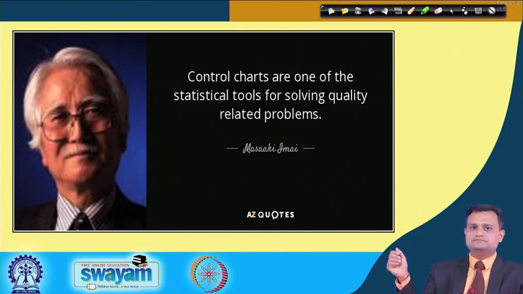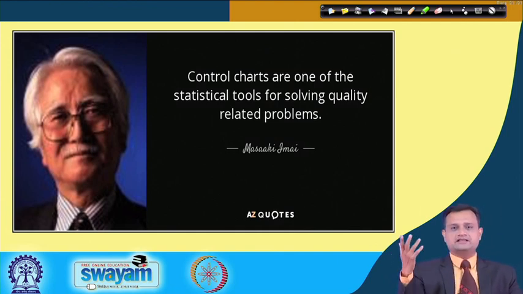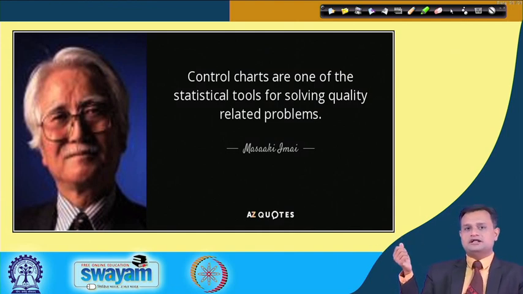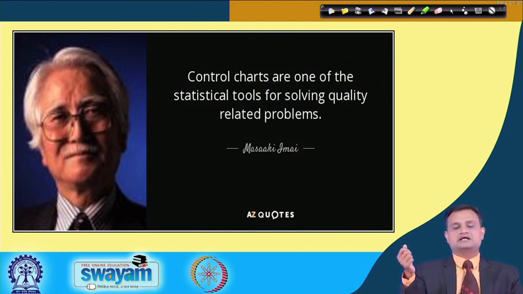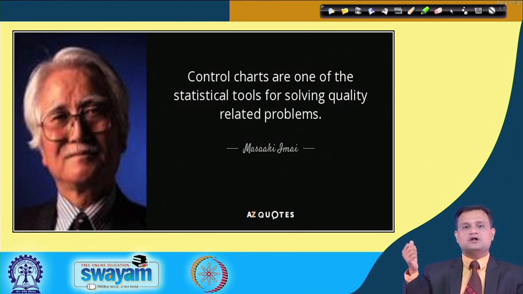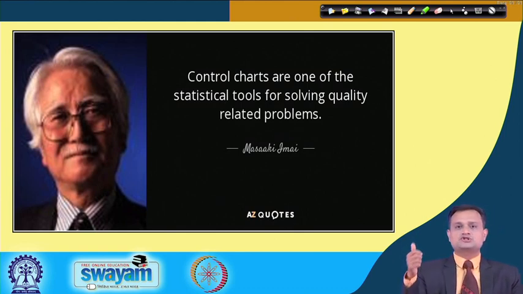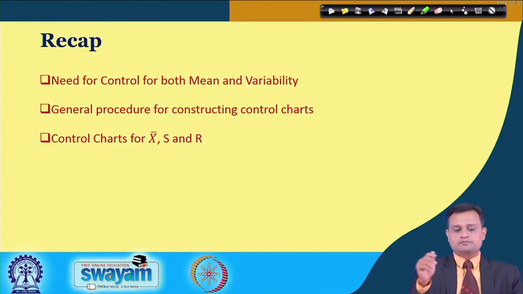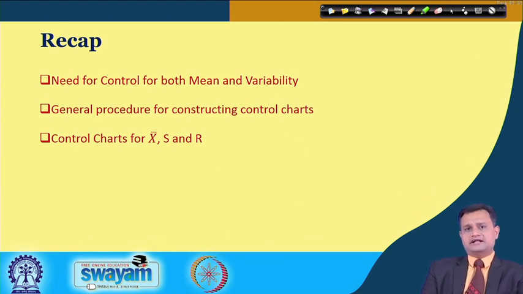Once again I would refer the statement and faith of a great quality guru, Imai, that control charts are one of the statistical tool for solving the quality related problem. He shows faith that yes, control chart can definitely help you to solve the problem and do the fact based analysis investigation. So we had a detailed discussion on need for control for both mean and variability.